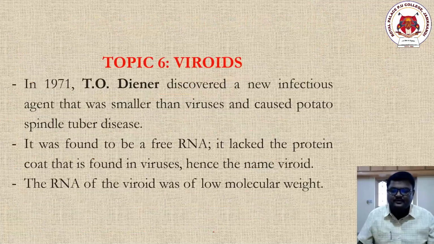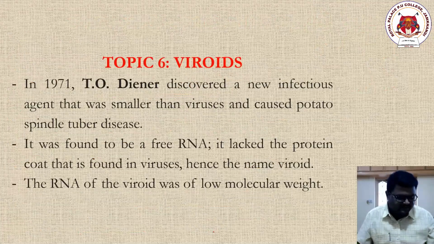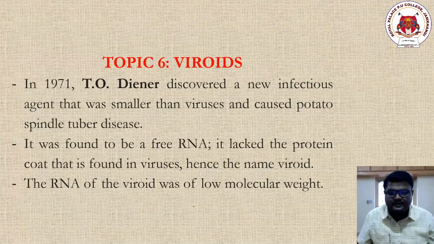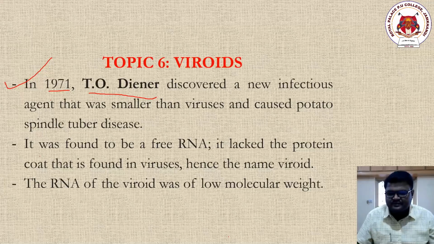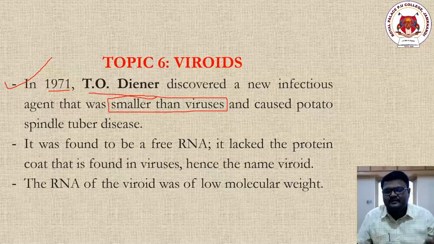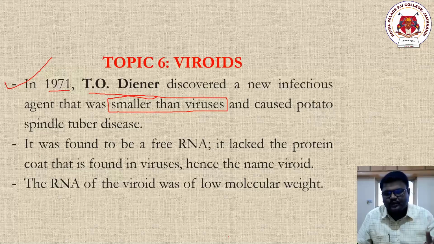Okay. Now coming to the next point called viroids. The next section, which is also acellular in nature, doesn't have any classification or kingdom. In 1971, the scientist T.O. Diener discovered a new infectious agent that was smaller than viruses. We need to remember this: smaller than viruses. These are acellular organisms, which don't have any classification or kingdom, and they are viroids.